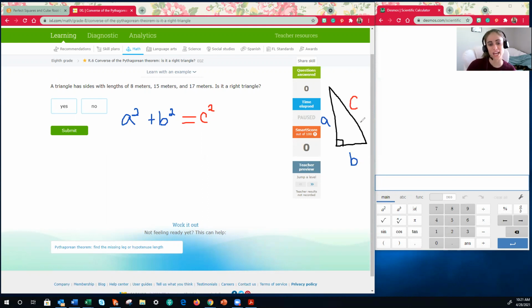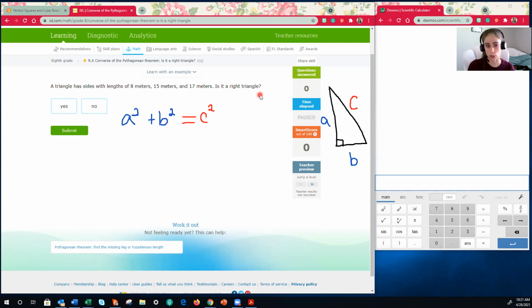All right, now let's read the problem and see what we need to do. A triangle has sides with lengths of 8 meters, 15 meters, and 17 meters. Is it a right triangle? Well, they've given us the three sides, so what we need to do is determine which two sides are the legs and which is the hypotenuse. This is important because if we mix them up, then the equation won't work.